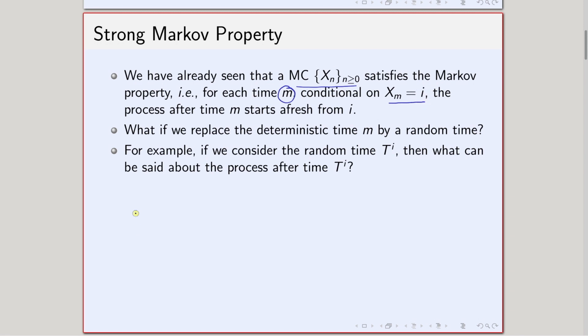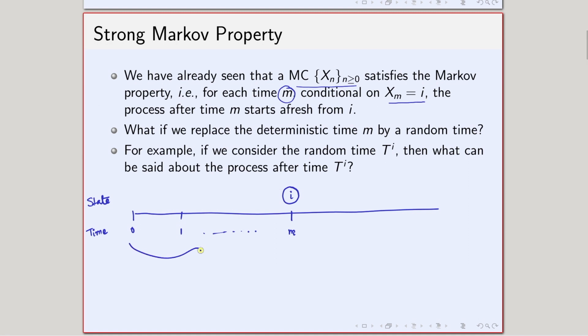So, that means if I have the time horizon like that, the time is 0 here, then 1 and so on, at some time I have the m-th time. So, m is a fixed time, and if the state is i here, then the Markov property tells us that this part is independent of this part. The future is independent, and the Markov chain is starting from here.